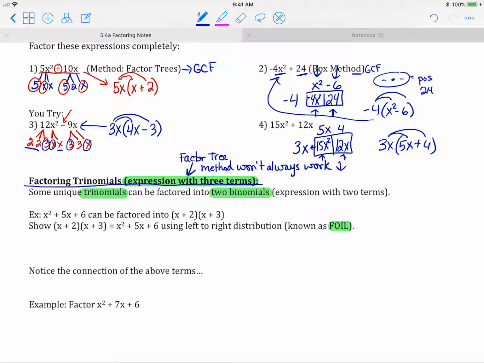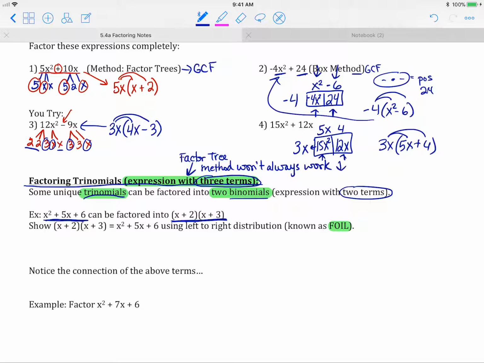So here, just an example, we have a trinomial. And what is a trinomial? It is an expression with 3 terms, okay? And then we're going to factor it into 2 binomials. What is a binomial? An expression with 2 terms. So here we go. We have x squared plus 5x plus 6, and it can be factored into x plus 2, x plus 3. I literally could do that in like a half a second.